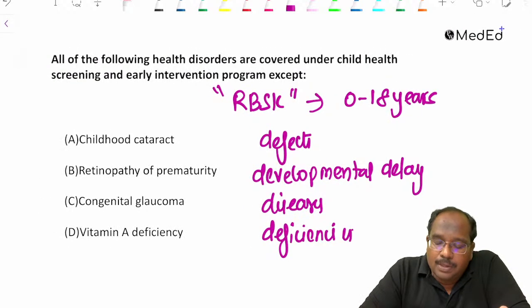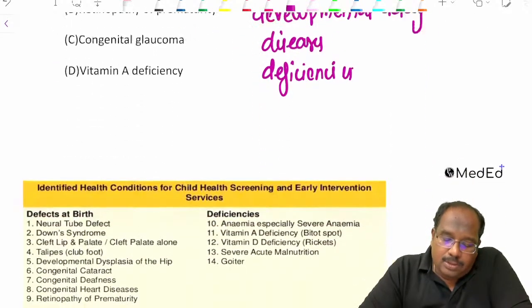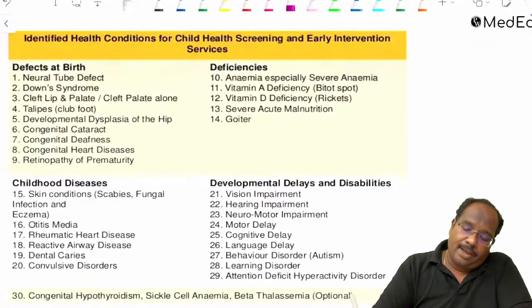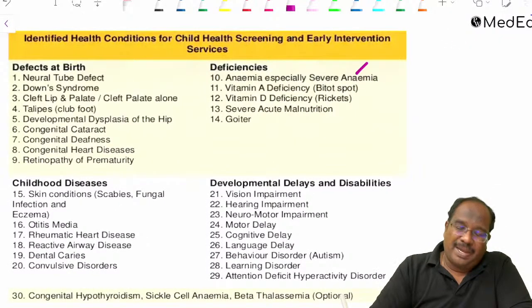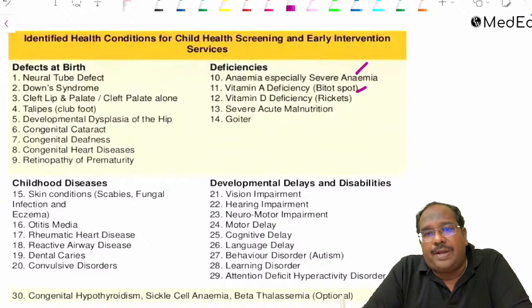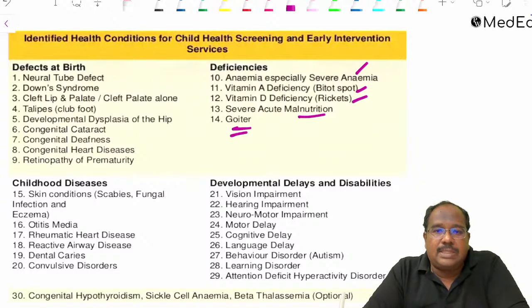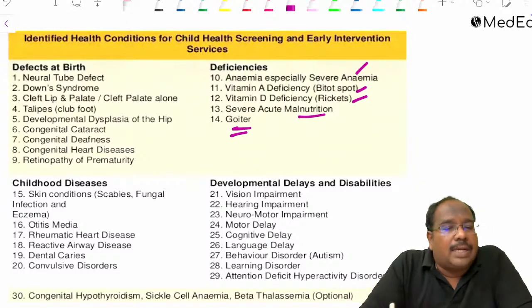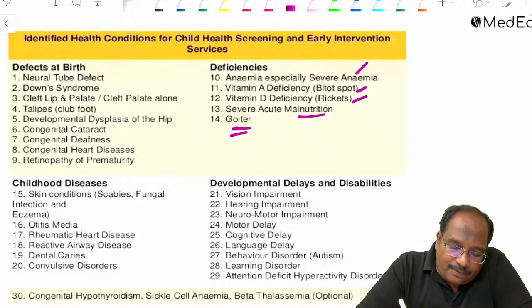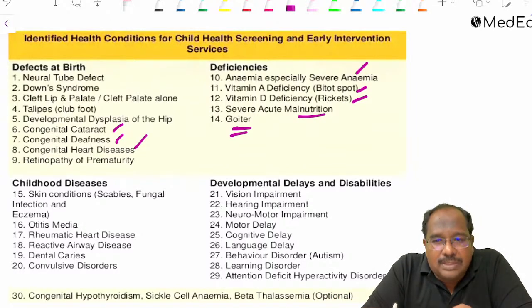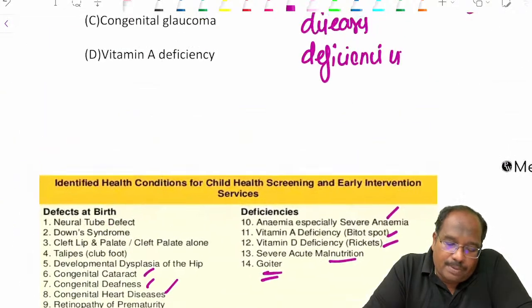Okay, fine. Now look here. Among these are the conditions we are going to see. Anemia. Clinically only we can look for deficiency. Rickets, SAM child, goiter, all these things are deficiency. Congenital cataract, congenital deafness, congenital heart disease we can see, any childhood disease, otitis media or skin infections. Okay, developmental delay. So we'll go to the question, what may be the answer here?